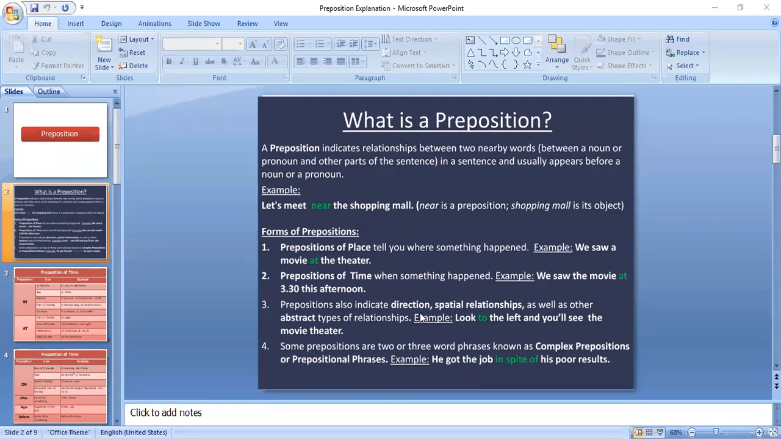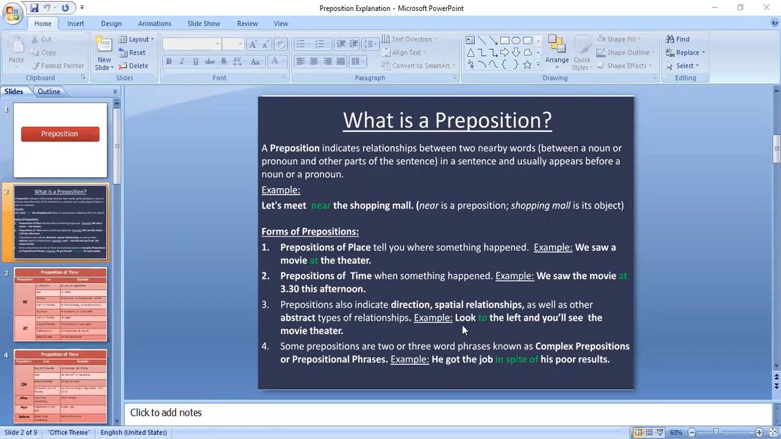Next, prepositions also indicate direction, special relations, as well as other abstract types of relations. ये हमें डायरेक्शन भी बताती हैं, कोई खास रिलेशन है वो भी बताती हैं, and it tells us about abstract types of relation. Abstract noun आपको पता है ना, जिस चीज़ को आप फील कर सकते हो, टच नहीं कर सकते, that is abstract. So it tells us the relation between the abstract types also. For example, look to the left and you will see the movie theater.